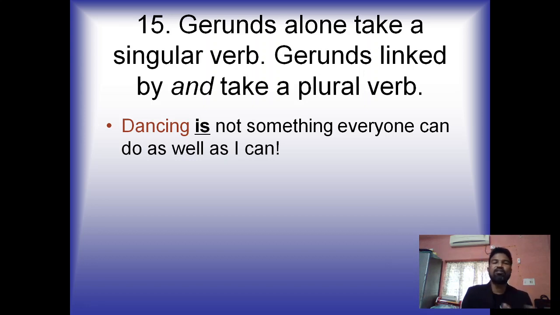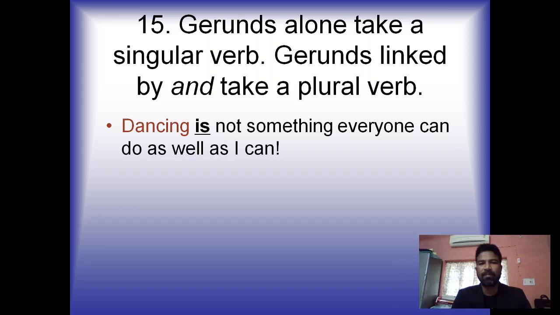So, the ing form of the verb, when it is treated as a noun in the sentence, as a subject of the sentence. So, dancing is not something everyone can do as well as I can.